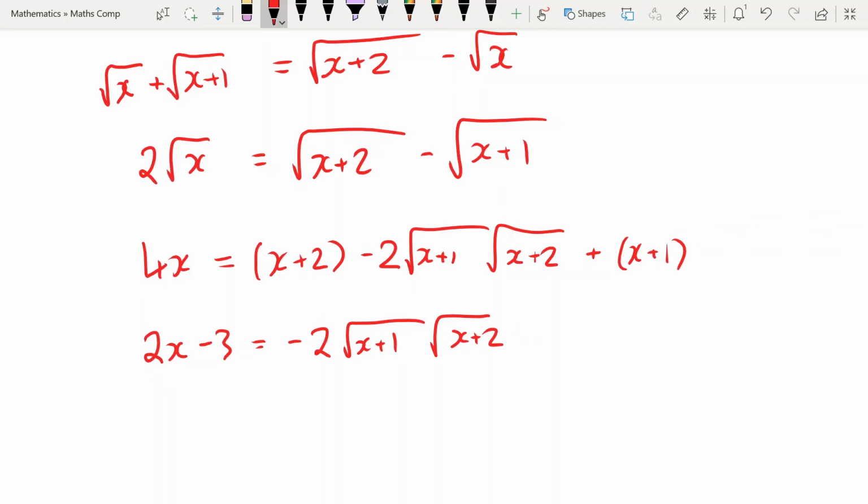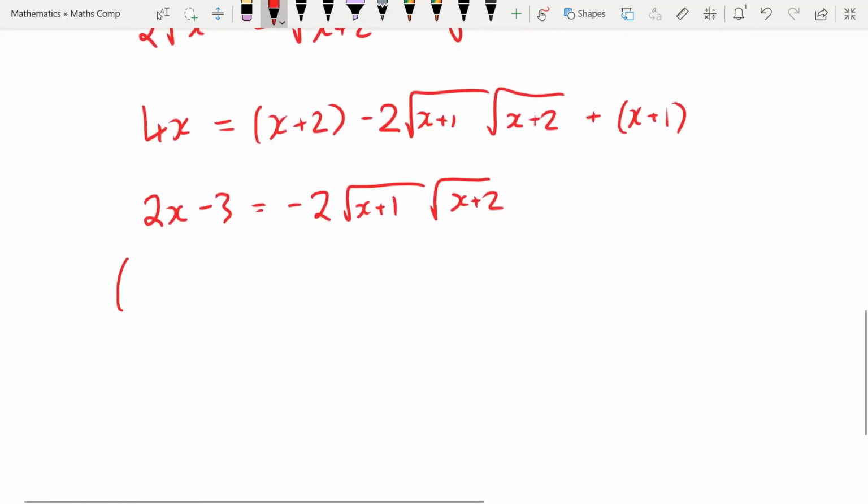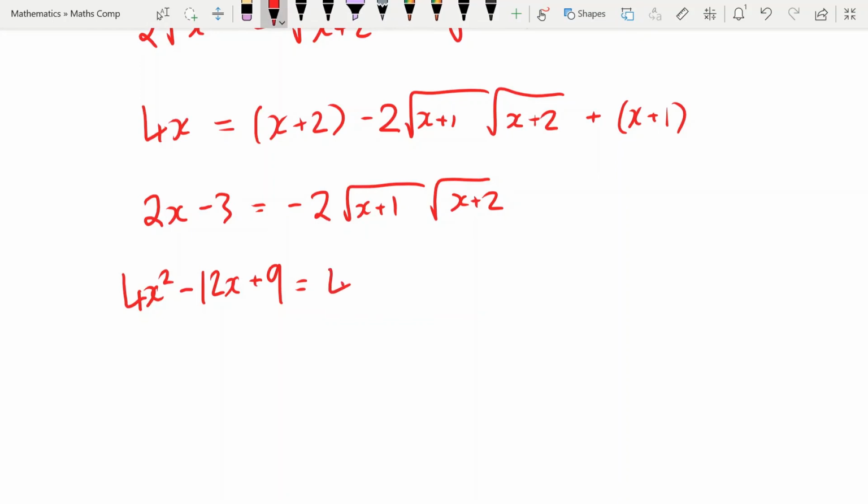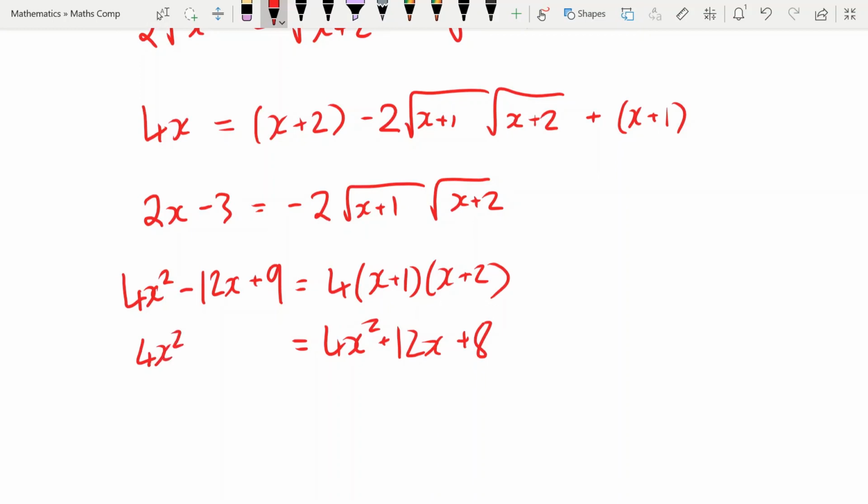At this point you may want to square, and if you square the left hand side you get 4x squared minus 12x plus 9, and that is equal to minus 4 times x plus 1 times x plus 2. So that's going to be 4 lots of x squared, and then that's going to be 3 times 4, that's going to be 12x, and then 4 times 2 plus 8x. This is equal to this.